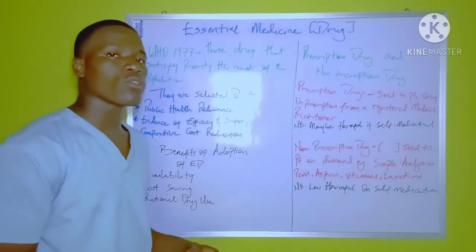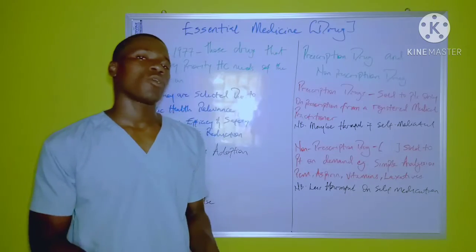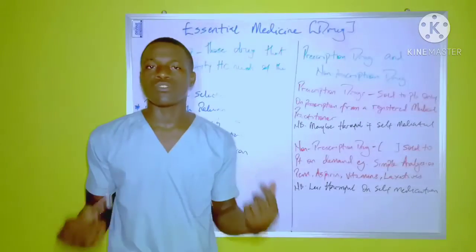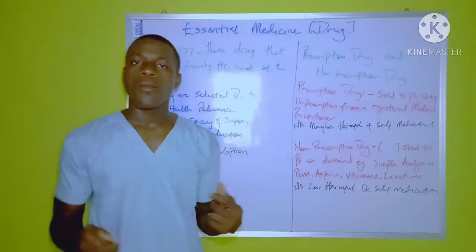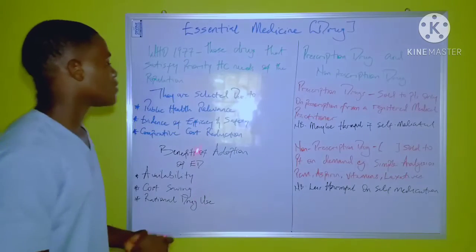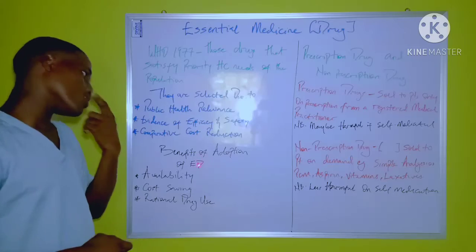Right, the next now is rational drug use. Talking on rational drug use, this essential drug list helps in ensuring that drugs are used appropriately, that's in the way they are supposed to be used, and well managed to avoid the misuse of drugs. So these are some of the things we'll talk about on essential drugs.